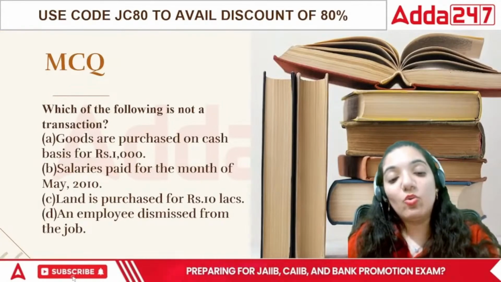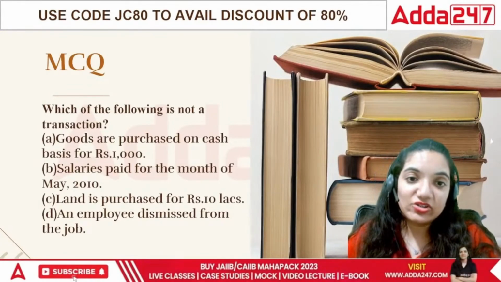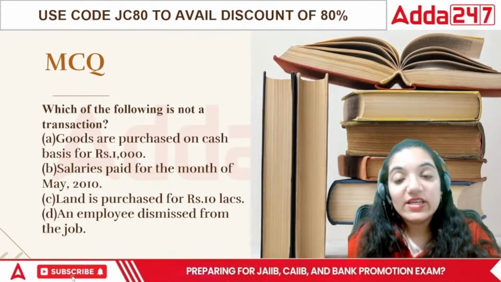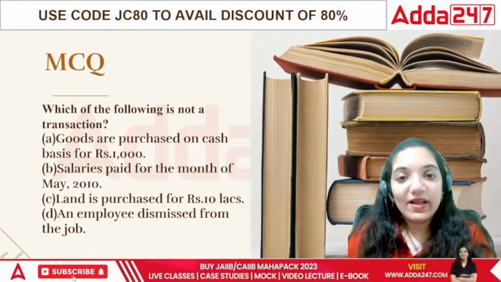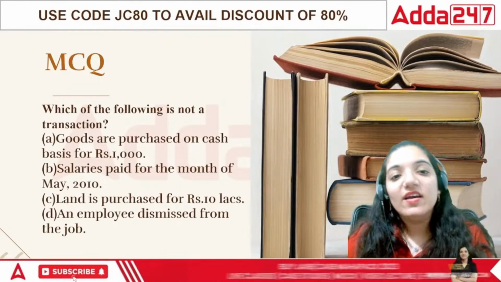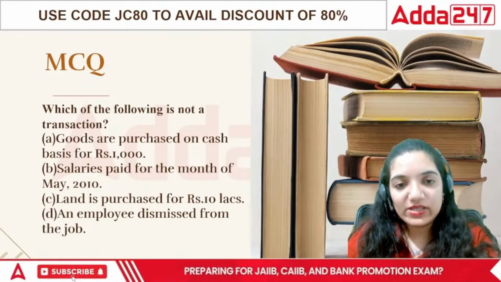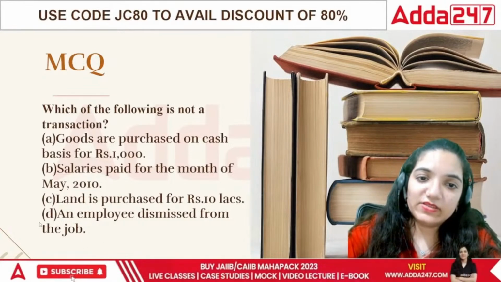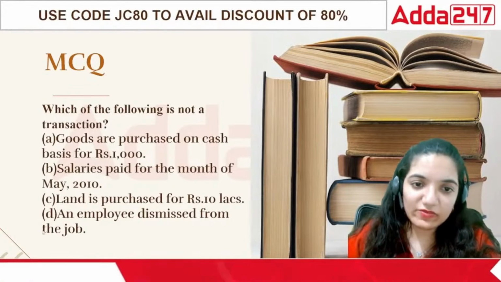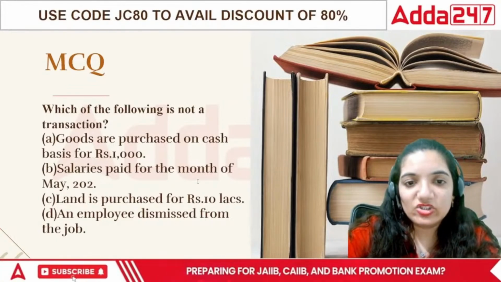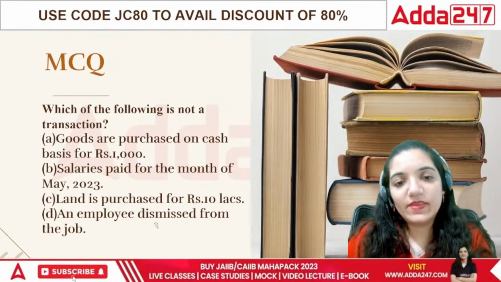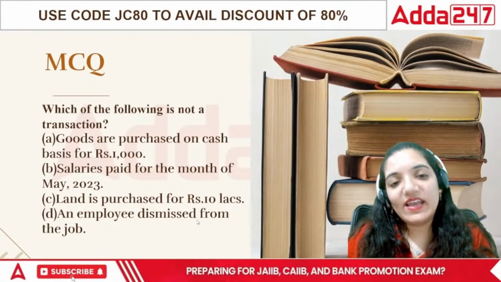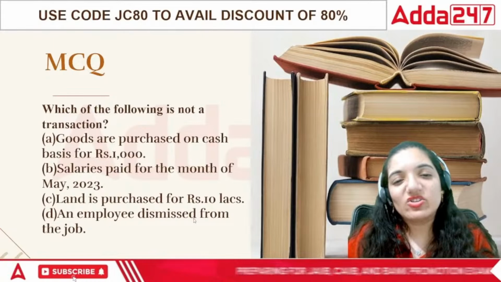Next question, everyone. Which of the following is not a transaction? Goods are purchased on cash basis for rupees 1000. Then salaries are outstanding for the month of May 2023. I think the date has to be changed a bit. This is a question from previous examinations, so changing it that way. Land is purchased for rupees 10 lakh and an employee is dismissed from the job. Which of the following is not a transaction?